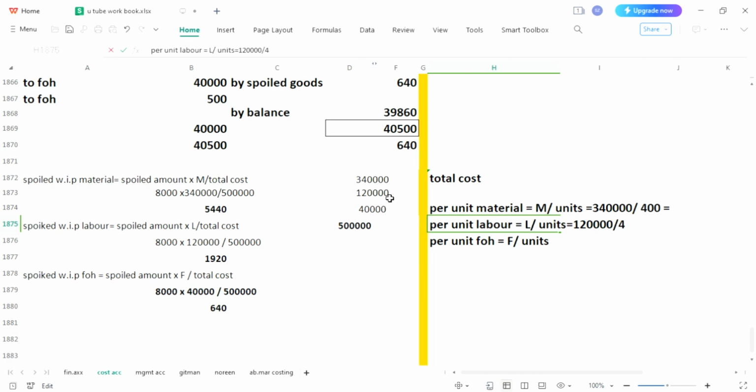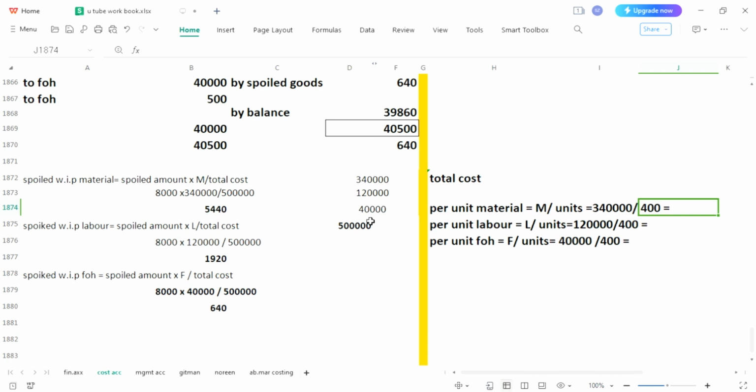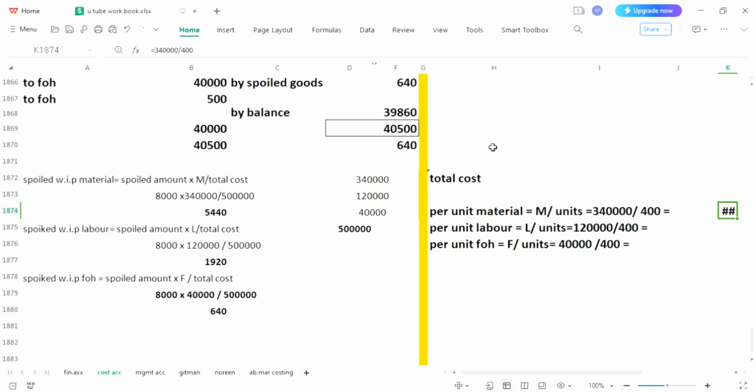In the similar way, per unit cost of labor, this is total cost of labor 120,000. It would be divided by number of units, 400. In this way we can calculate per unit cost of labor. Then per unit cost of FH, 40,000 is cost of FH. It would be divided by number of unit, 400. All three per unit cost will be calculated in this way, and we will be calculating per unit over here, 340,000 divided by 400.